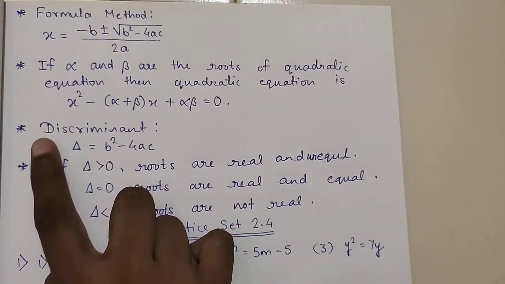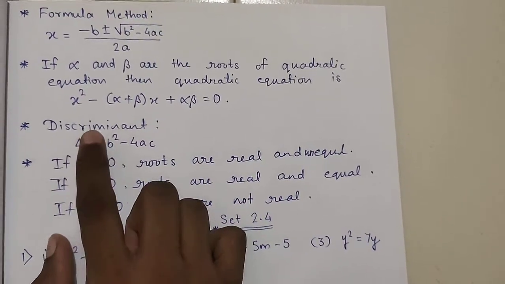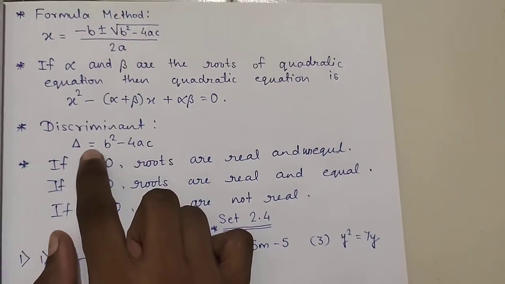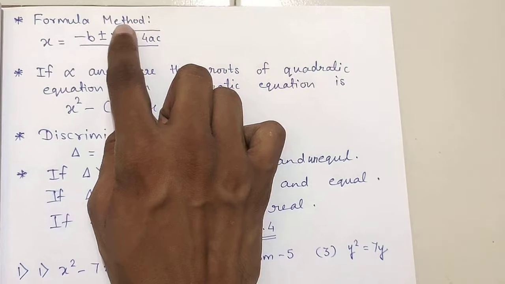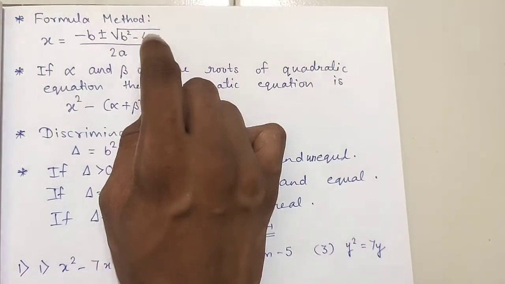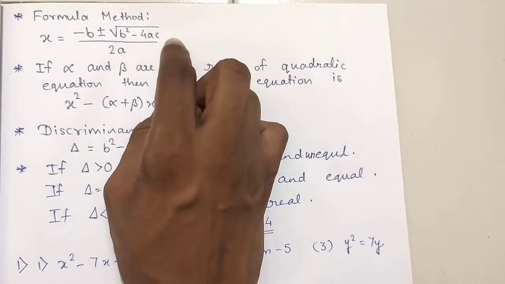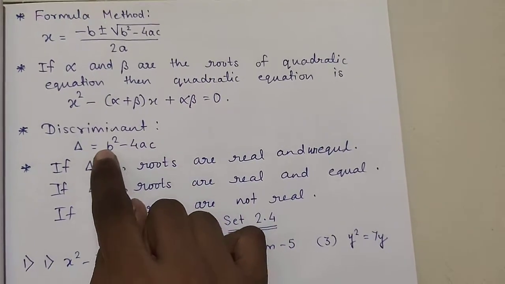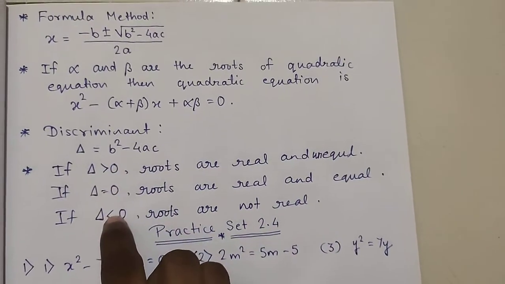Now the next formula, the third one, is the discriminant. Remember, your discriminant is your delta. This triangle is known as the discriminant. So delta is equal to b square minus 4ac. Whatever is there in the root decides your roots, whether your roots are real or not real, equal or unequal. That is why we call it the discriminant. Whenever you have the value of b square minus 4ac, you can comment on the roots accordingly.